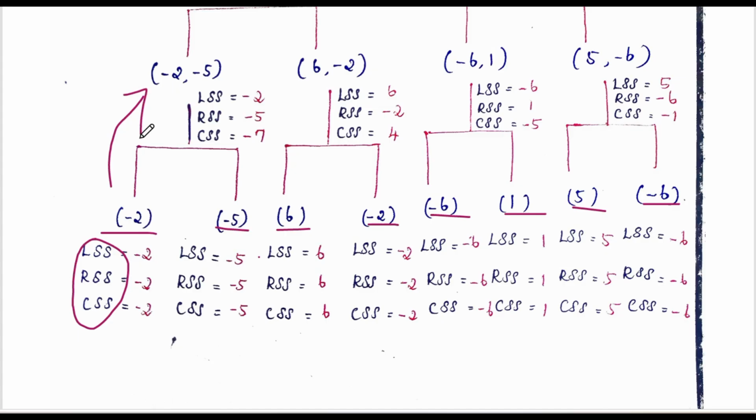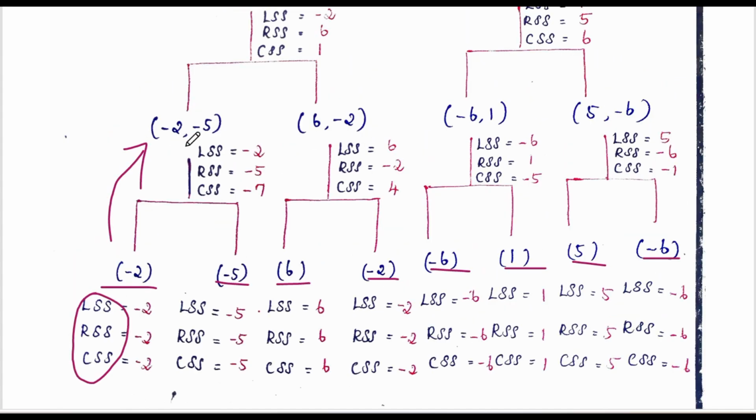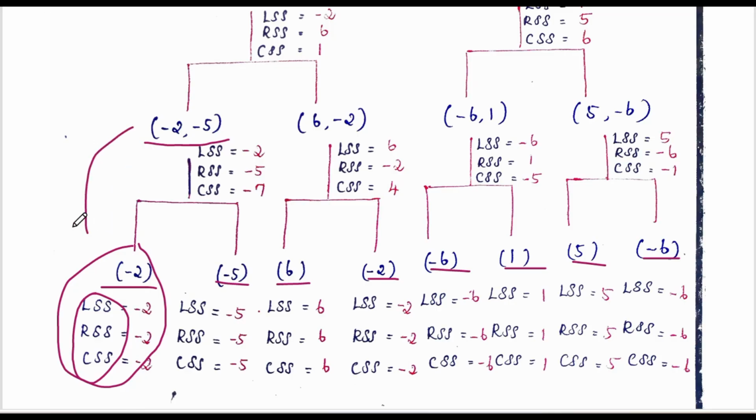Then we move backward. Recursively we move backward. Here -2, -5. The array contains two elements, right? Here what is LSS? This is the left part of this array. Clear? Move recursively. So this is the right part of this array. Clear? So this array contains two elements. This is the left part, this is the right part.